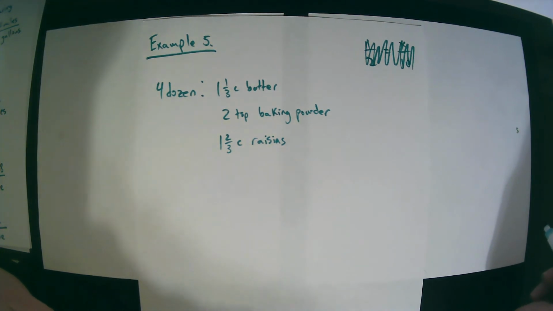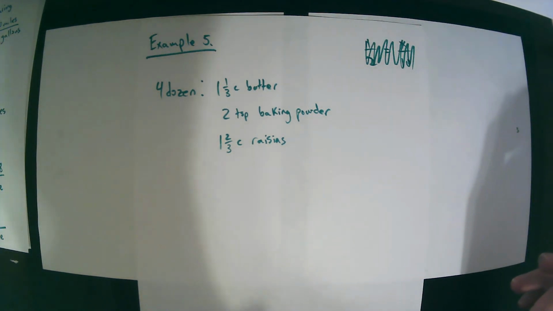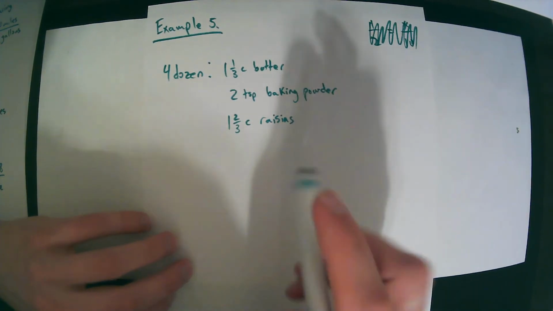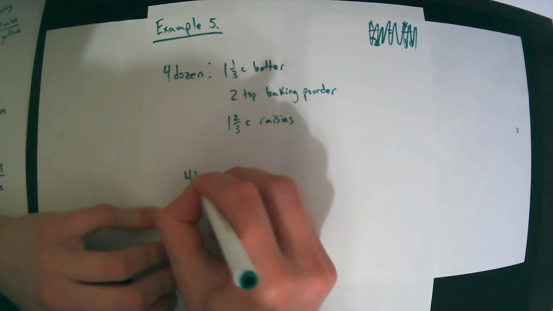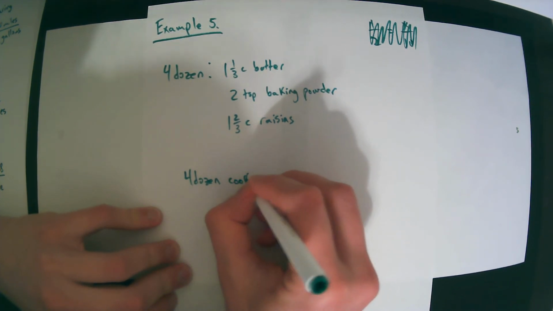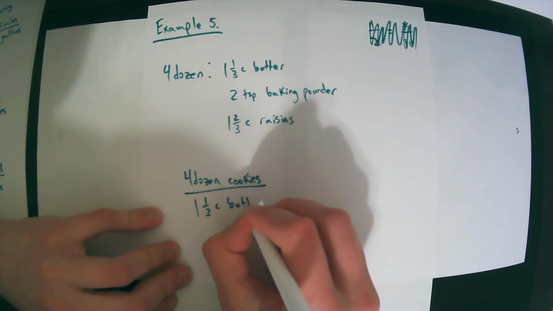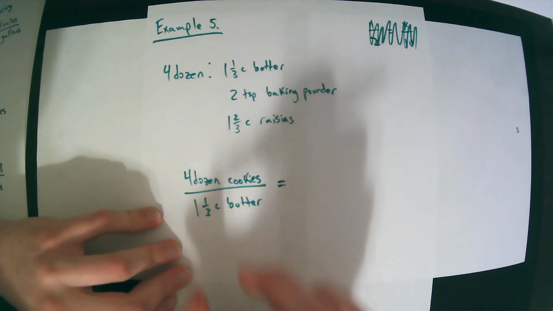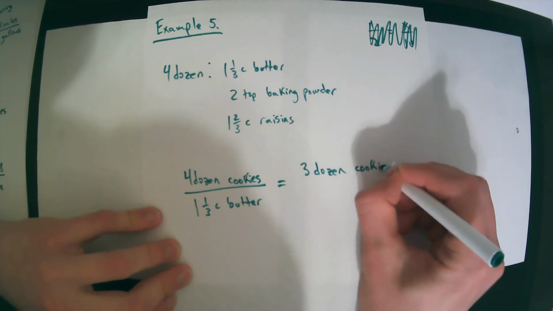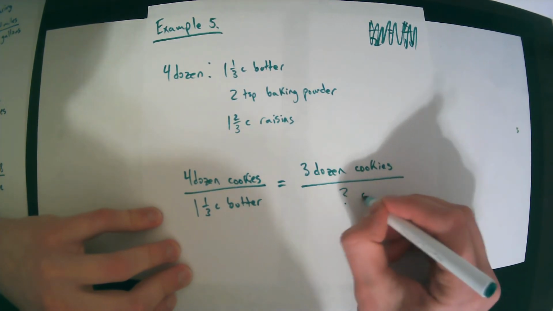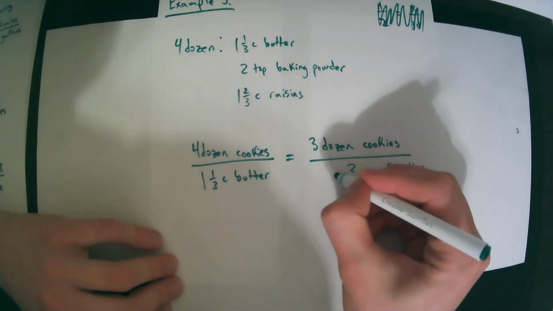And we need to decide how to set up our proportions. Okay, the way you're going to do it is you're going to say your first proportion, so the butter proportion, is going to be 4 dozen cookies calls for 1 1/3 cups of butter. That should be the same rate for 3 dozen cookies, right? We want to scale this down to some unknown cups of butter, and we could call it x.